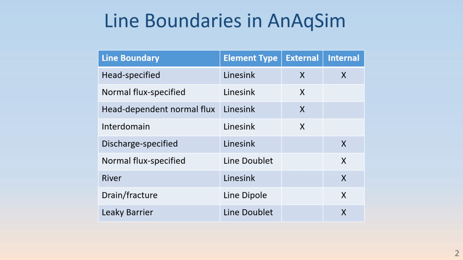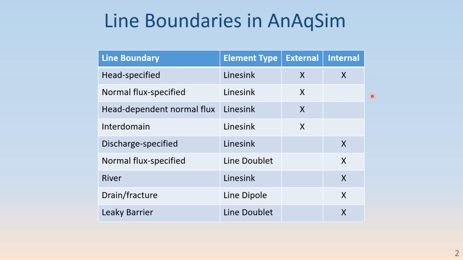This table lists the kinds of line boundaries that are available in Anaqsim, and they are listed as either internal or external. External ones here form the external boundaries of domains, and the first three also are the external limits of the modeled area. Interdomain boundaries form the external boundaries of domains, but are internal, not on the outermost edge of the modeled area. So head specified is just what you think it is, where you specify the head.